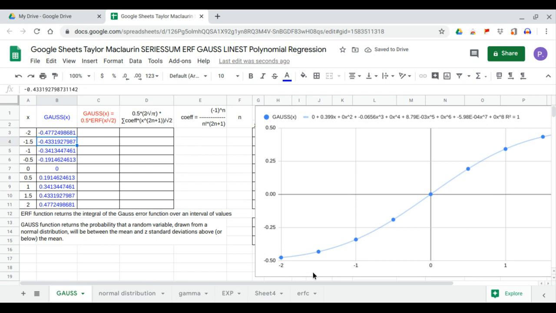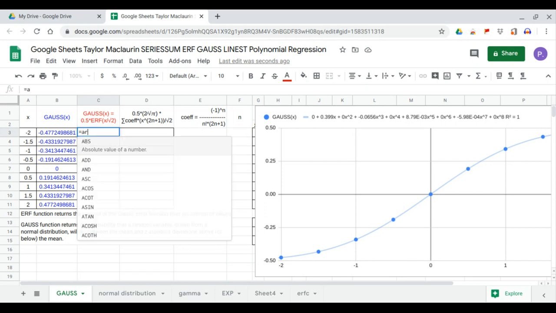And here's the trend line of the Gauss function and the regression, polynomial regression, where we have the regression coefficients B0, B1, B2, B3, B4, B5, B6, B7, and B8. We'll calculate these regression coefficients using LINEST. Next, we use the Gauss error function to calculate the Gauss function.